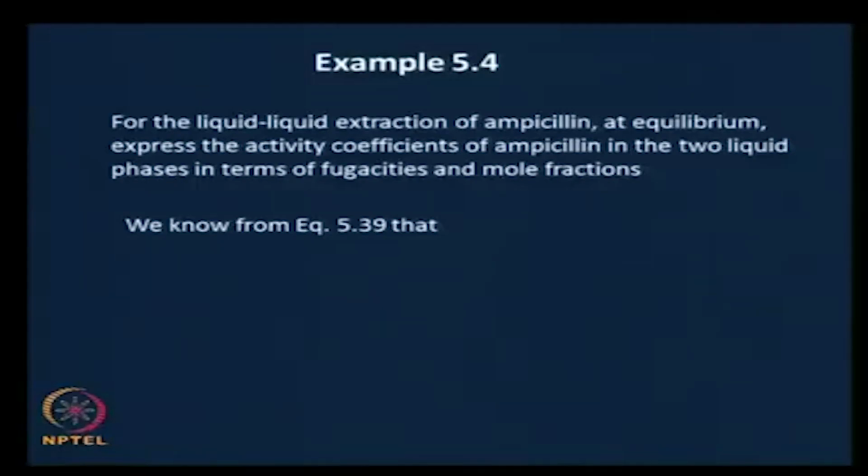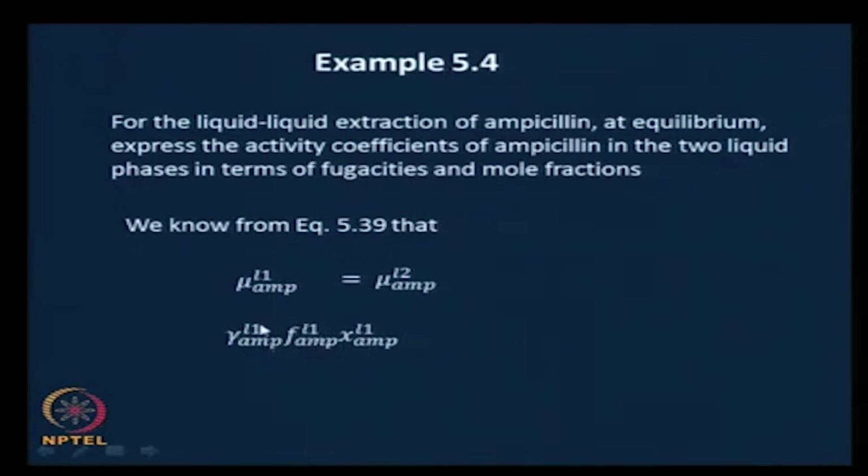This is on the same lines as the derivation. We could directly use the final relationship that we got just a while ago. If we employ equation 539 directly, this is the case of liquid-liquid equilibrium, and ampicillin is the component I that is distributing between the two liquid phases. We know from equation 539 that mu I of ampicillin in the L1 phase must equal mu of ampicillin in the L2 phase, and writing this in terms of gamma I, or bringing this down to fugacities, either way it is okay.